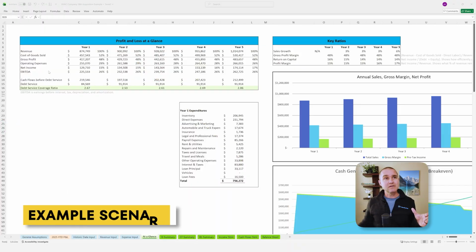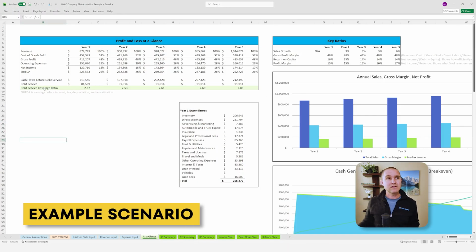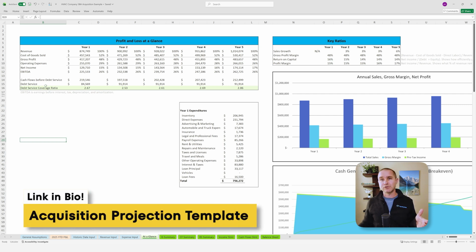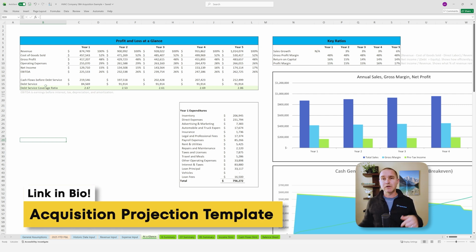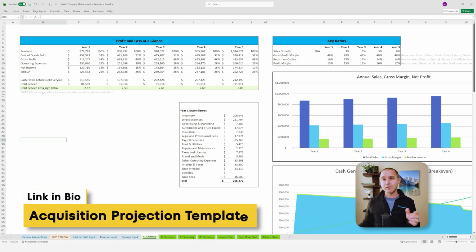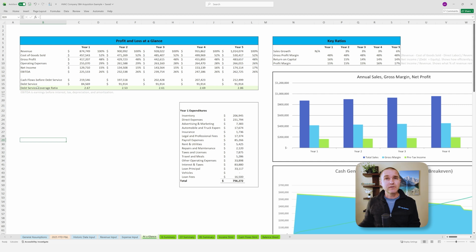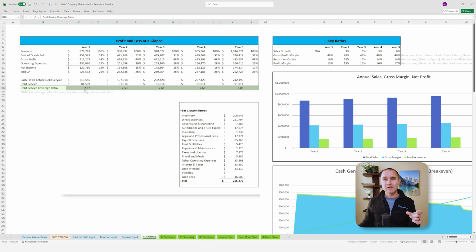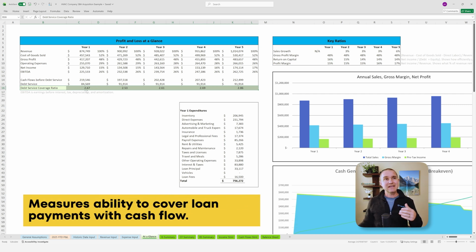To demonstrate this, I've got the financials of the seller in our model here, and this is our acquisition projection template. If you want to use this, I'll put a link in the description of the video below so you can grab this and use it for your own modeling of an acquisition. Once you get it all filled out, you're going to see this debt service coverage ratio. This is the key number that an SBA lender is going to be looking at to see, can this business cash flow the proposed loan?